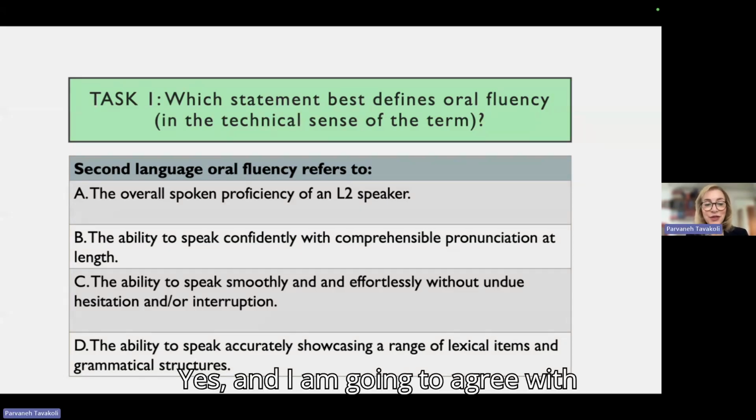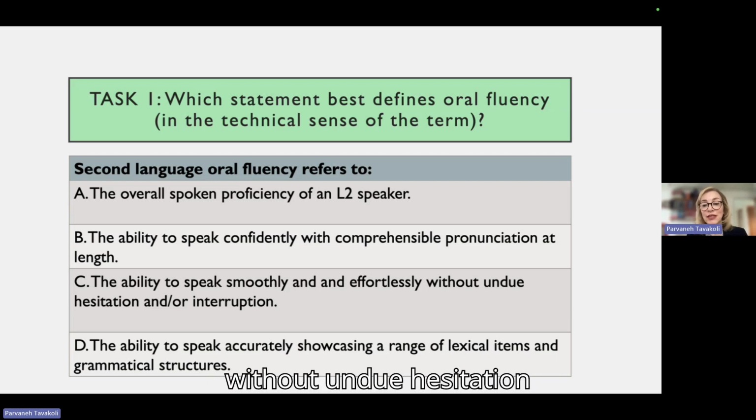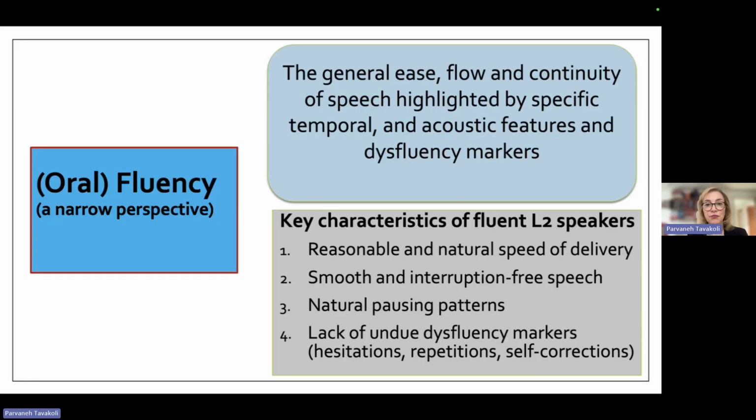Yes, and I am going to agree with those who said C, as it defines fluency as the ability to speak smoothly, effortlessly, without undue hesitation or interruption. A obviously is referring to general speaking ability or proficiency. B is referring to comprehensibility and pronunciation, and D is referring to constructs such as accuracy, complexity, and range of language used.